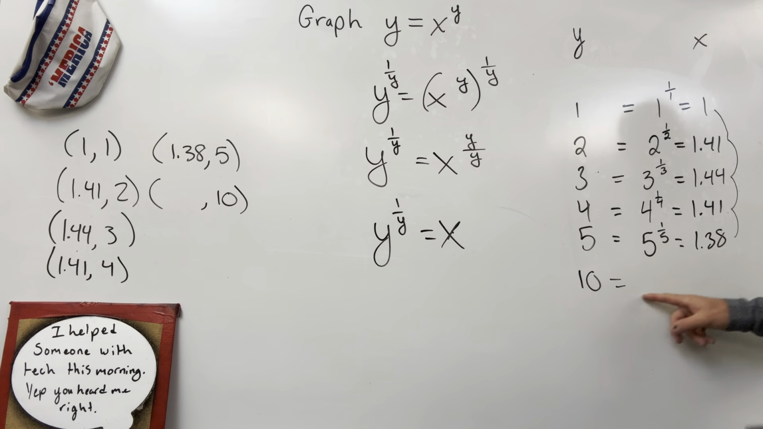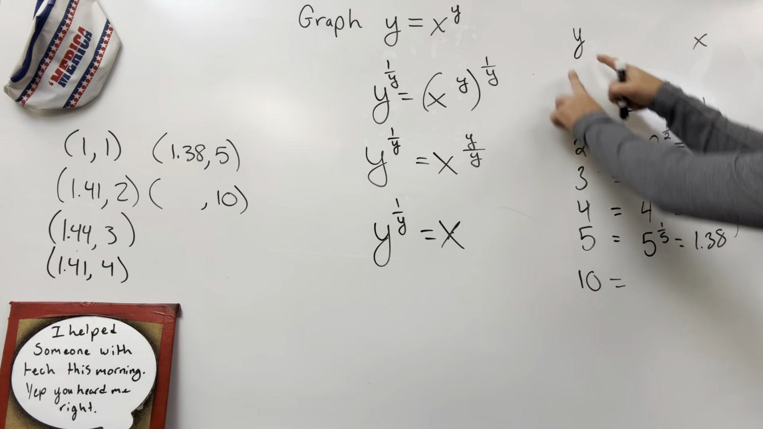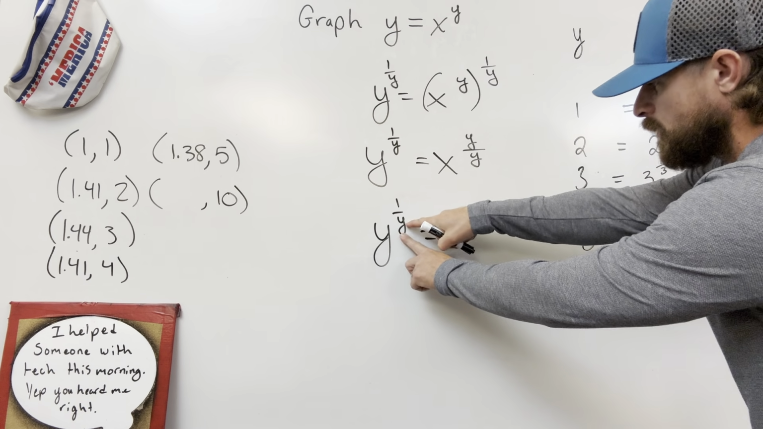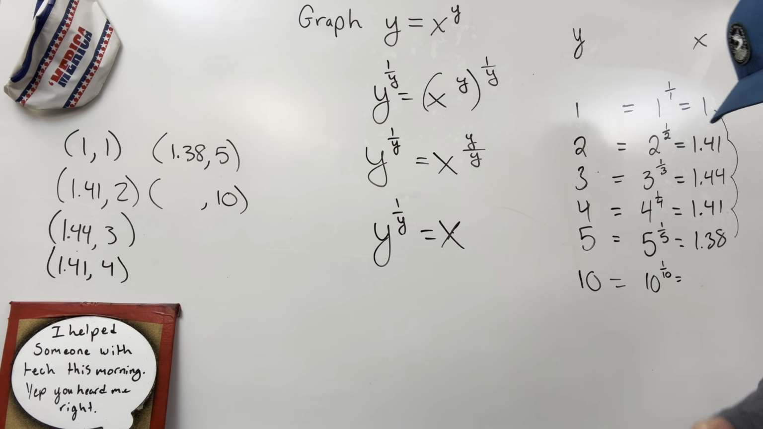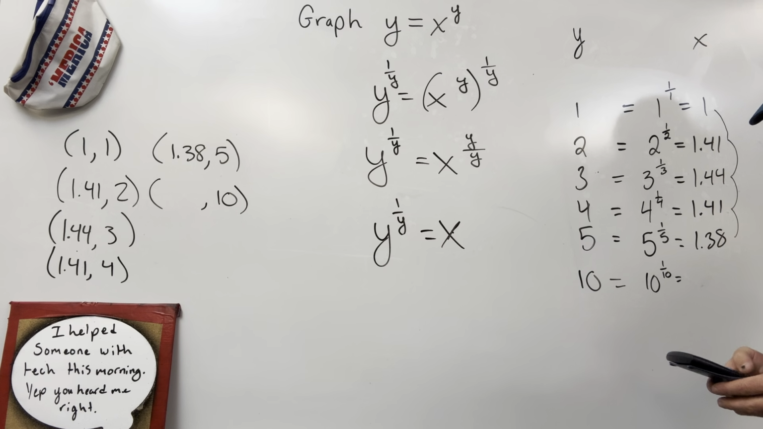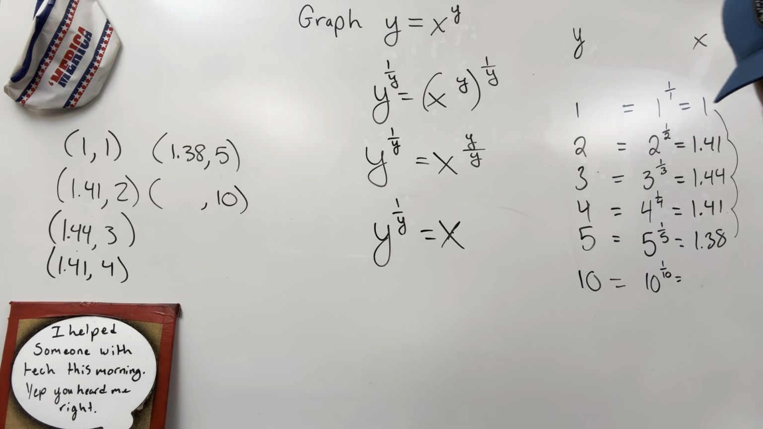Okay, last one, 10. Let's do 10 to the power of 1/10. Remember, 10 is my y value, so I'm plugging it in for y here and y here. So that's 10 to the power of 1/10. 1/10 is just 0.1, so you can plug that into your calculator. 10 to the power of 0.1 gives me 1.258. So let's round that to 1.26.